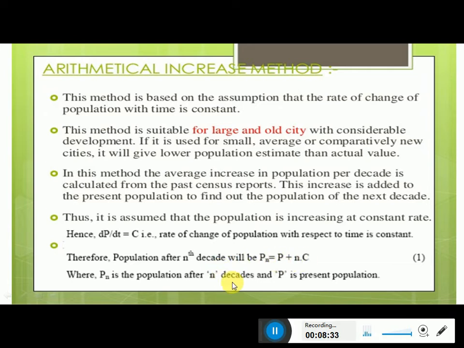Here Pn is the population after n decades. It could be 10 years, 20 years, 30 years or 40 years. So one decade is equal to 10 years, and P is the present population. So this is the empirical relationship which is used to predict the population using the arithmetic increase method.